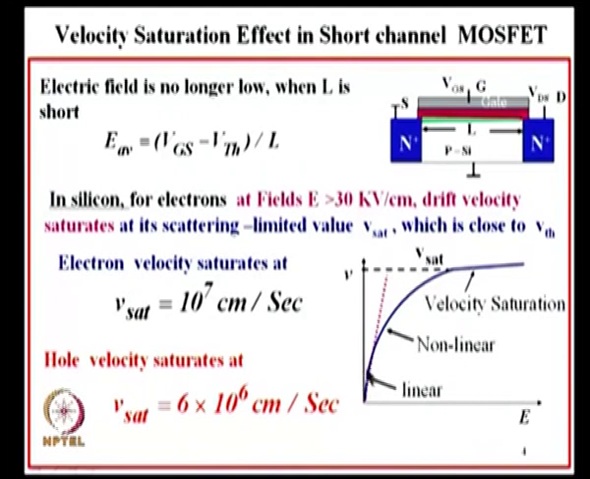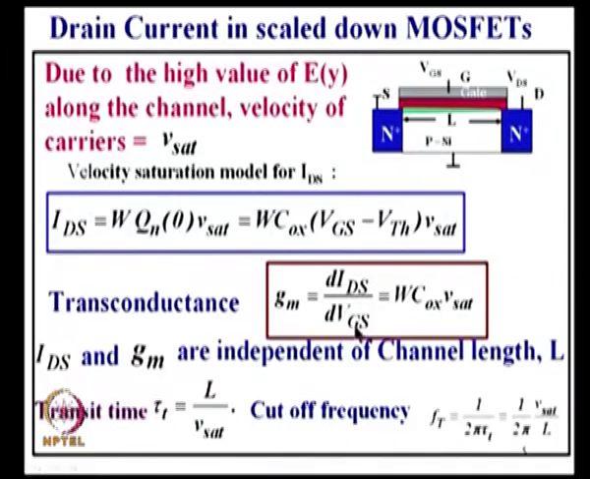If we are operating in this region where the velocity is proportional to electric field, the Ohm's law holds good, and there we said it is a square law. IDS is equal to VGS minus V threshold whole square into some constant which depends upon mu C oxide W by L.